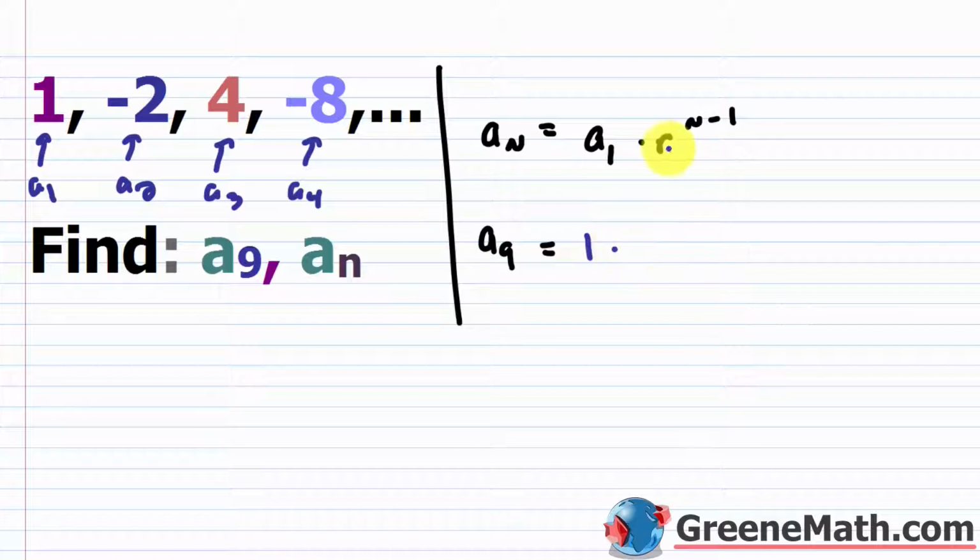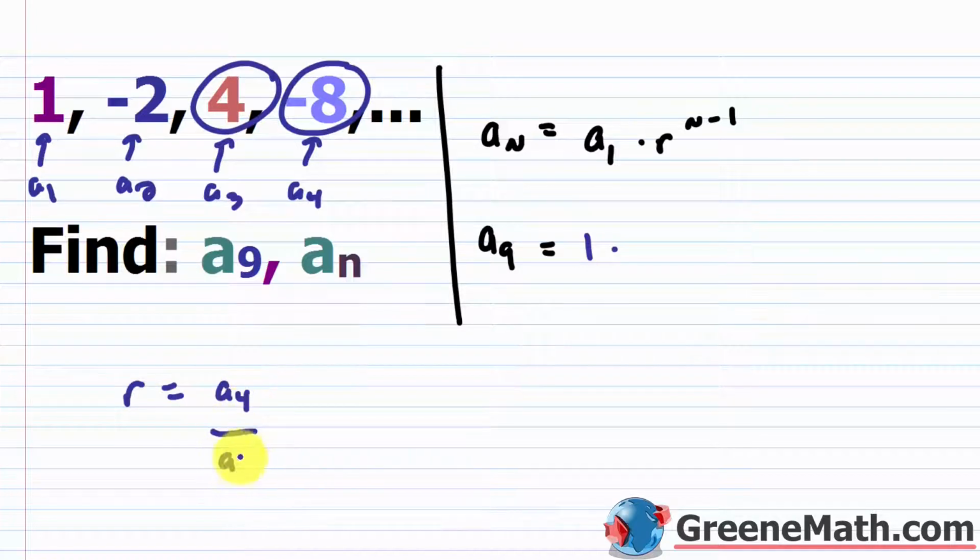Then times, what's r? Well, again, I can just grab two terms that are next to each other. So let me grab a sub 4 and a sub 3. I take the one on the right, the one with the higher index value, and divide by the one on the left, the one with the lower index value. So r is equal to a sub 4 over a sub 3, which is negative 8 over 4, which is negative 2, okay? So I'm going to put negative 2 here for r.